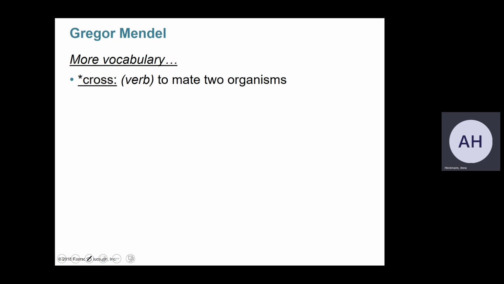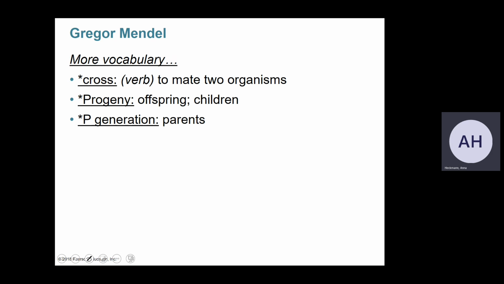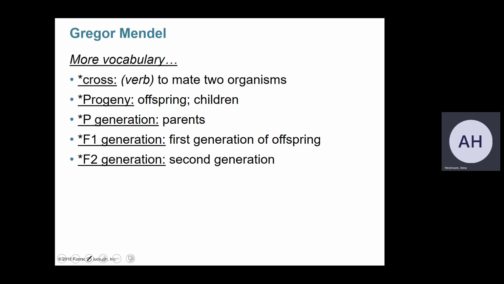Cross means to mate two organisms. So, for example, I am the result of a cross between my mother and my father. Progeny means offspring. The P generation is for the parents. F1 stands for the first generation of offspring, so the offspring of the P generation. And F2 stands for the second generation of offspring, so the offspring of the F1 is the F2.